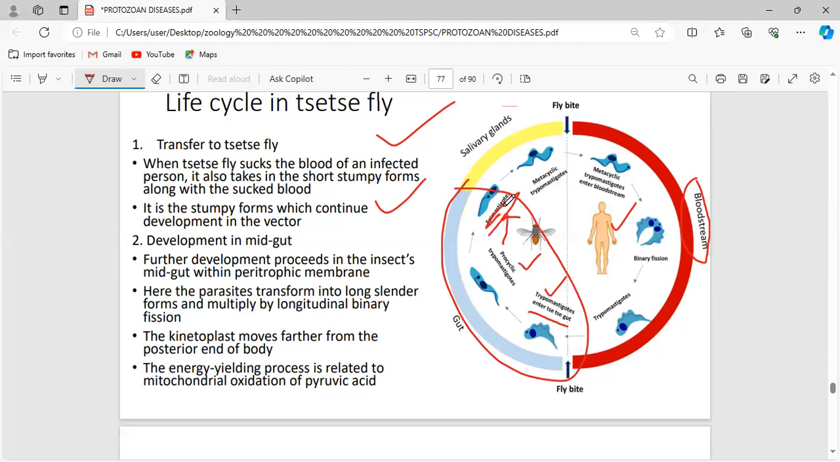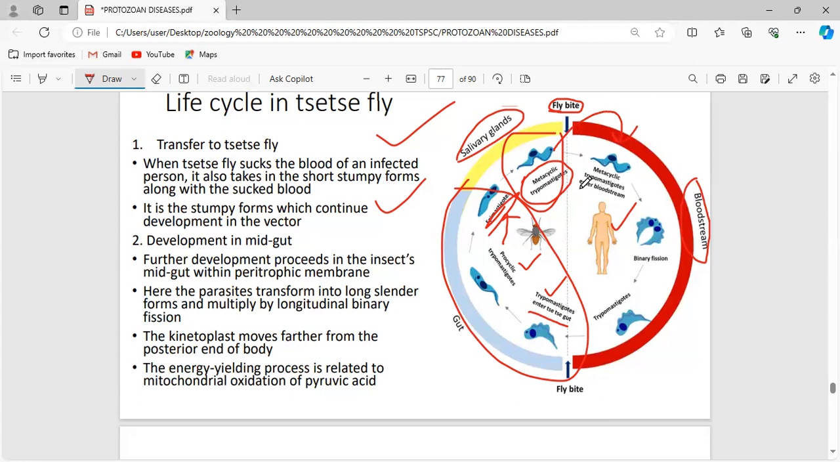And after this, epimastigotes will be converted to the metacyclic trypomastigotes in where? Salivary glands. Clear? And from this, they remain in the same place, the salivary glands. This insect will keep this parasite in its salivary glands as metacyclic trypomastigotes. Okay, and now this tsetse fly is going to bite the human. After the bite, the parasite present in the salivary glands of the tsetse fly, in the metacyclic trypomastigote form, will enter the human as metacyclic trypomastigotes.